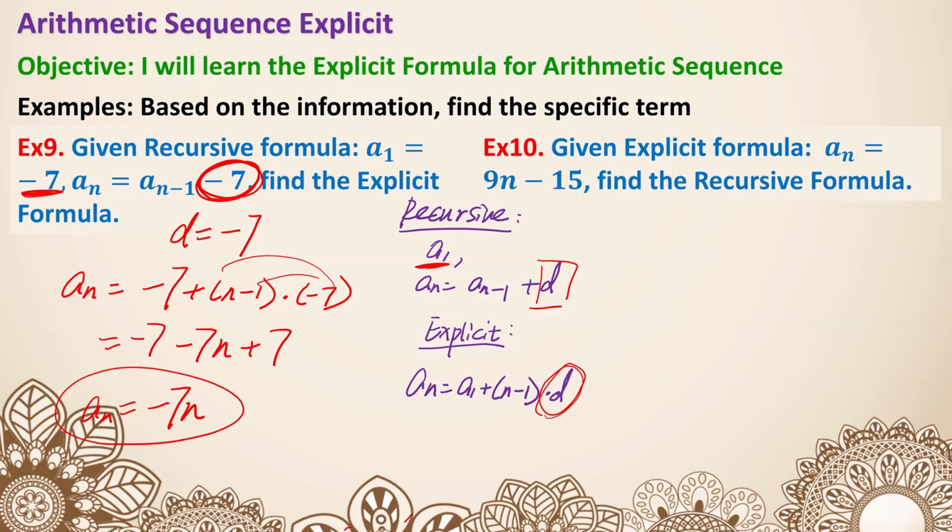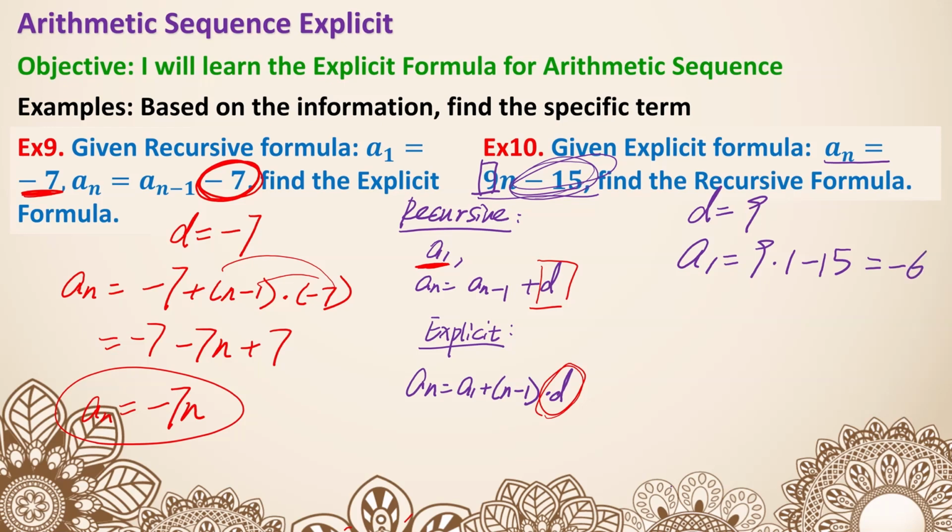That's number 9. Number 10. A sub n equals 9n minus 15. So you can easily identify the number in front of your n, that's your d, so d is 9. But for the recursive formula, we also need a sub 1. In order to find any term using the explicit formula, we just plug in the number. So a sub 1 is going to be 9 times 1 minus 15. One big mistake to avoid is this number in the explicit formula, that's not your a sub 1. That's more like your a sub 0. So it's actually 9 times 1 minus 15, which is negative 6.